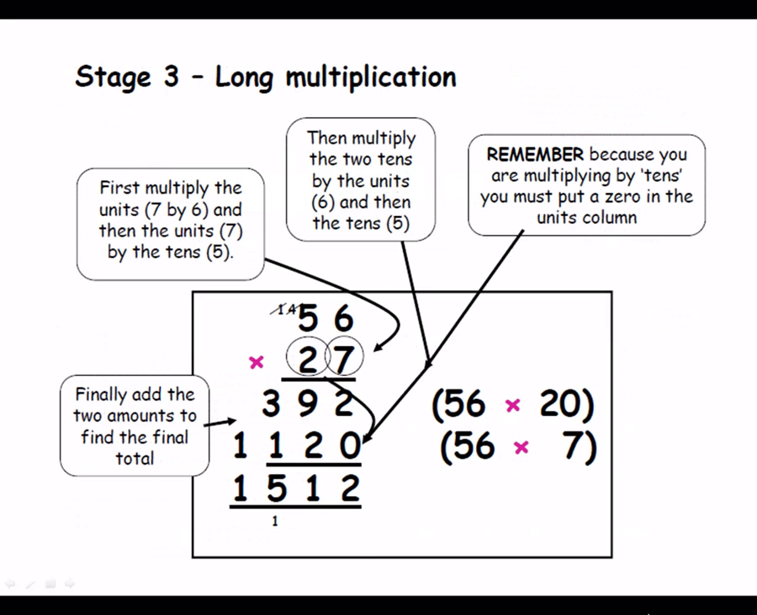Because obviously the children have to first multiply the units, 7 by 6, and then the units by the tens, then multiply the 2 tens by the units, and then the tens. And remember that because the second multiplication they're doing is working with tens, they need to remember that a 0 then needs to go in that units box. So although that method is covered in school, you can see why most of my class, in fact nearly all my class this year, choose to use the grid method for multiplying.